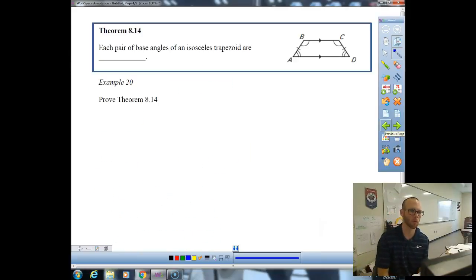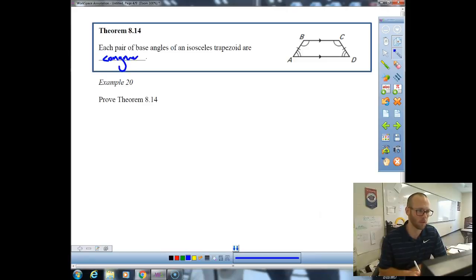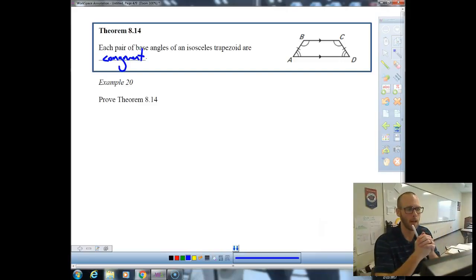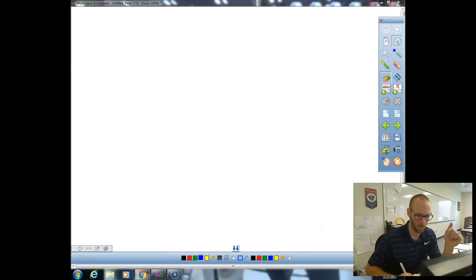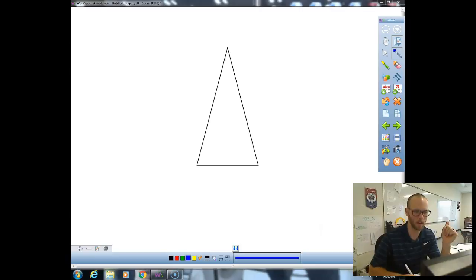All right, where are we going to go from here? Okay, let's talk about our isosceles trapezoids here a little bit more. This theorem is going to sound pretty familiar to us. Each pair of base angles of an isosceles trapezoid are congruent. And hey, we've already mentioned that isosceles trapezoids remind us of an isosceles triangle. And what do we know in an isosceles triangle? We know that the base angles are congruent. That's the base angles theorem.